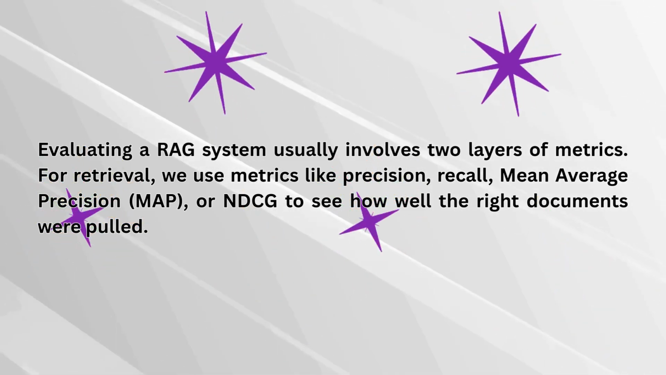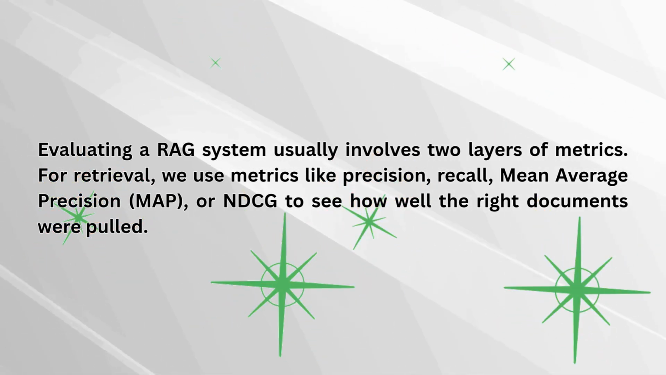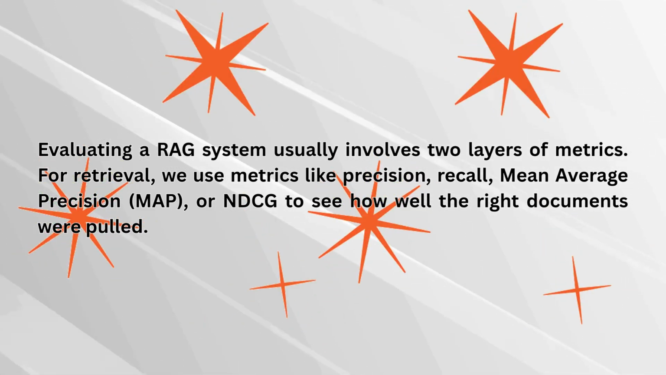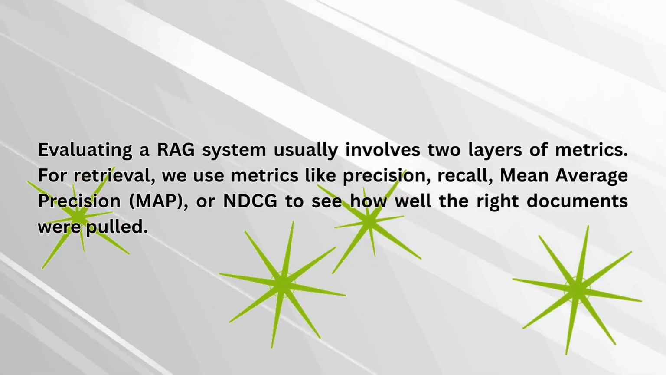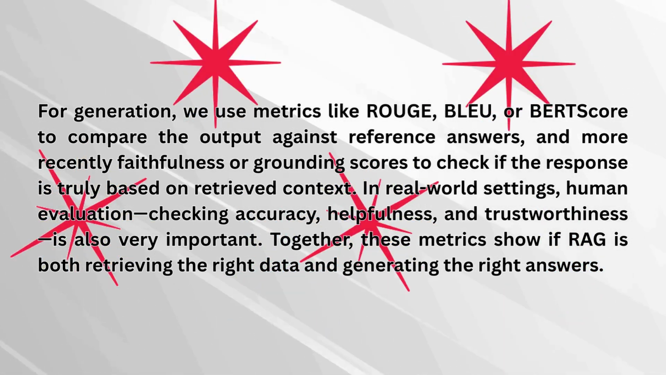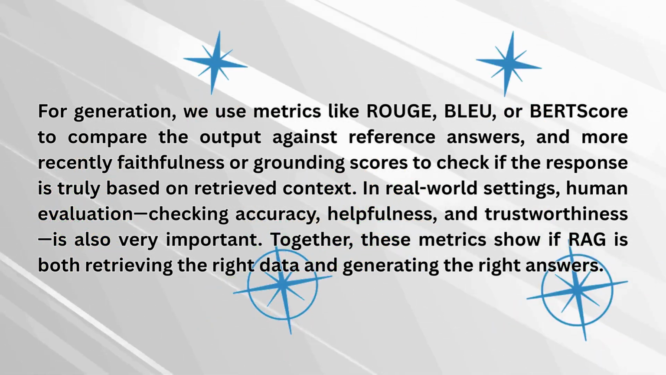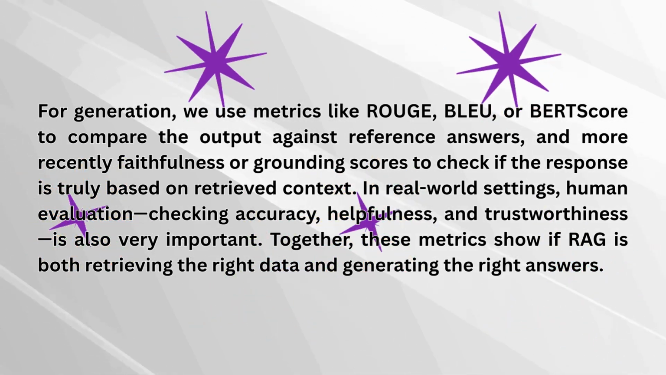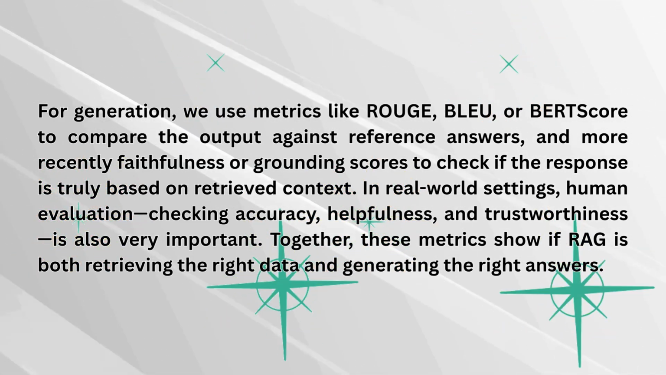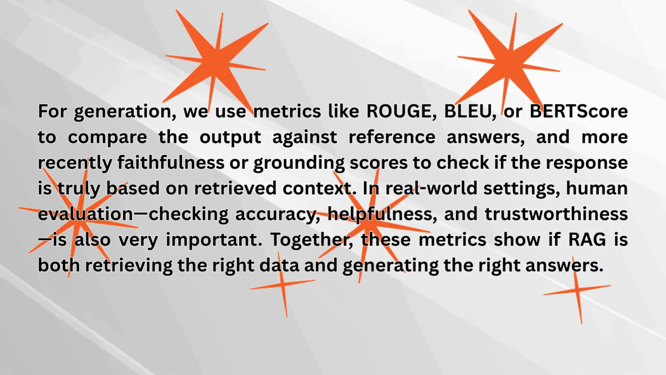What metrics are used to evaluate the performance of a RAG system? Evaluating a RAG system usually involves two layers of metrics. For retrieval, we use metrics like precision, recall, mean average precision, MAP, or NDCG to see how well the right documents were pulled. For generation, we use metrics like ROUGE, BLEU, or BERTScore to compare the output against reference answers. And more recently, faithfulness or grounding scores to check if the response is truly based on retrieved context. In real-world settings, human evaluation, checking accuracy, helpfulness, and trustworthiness is also very important.